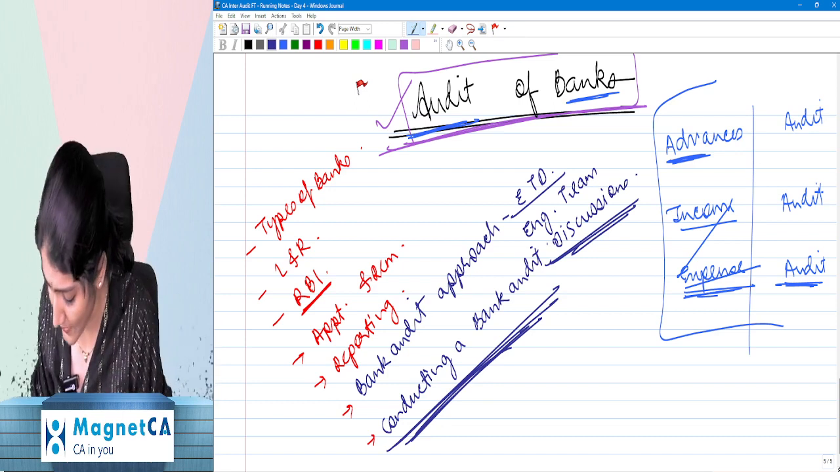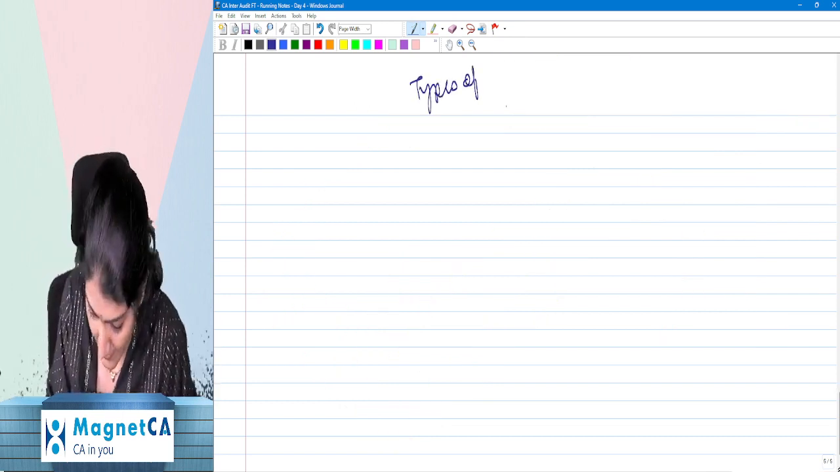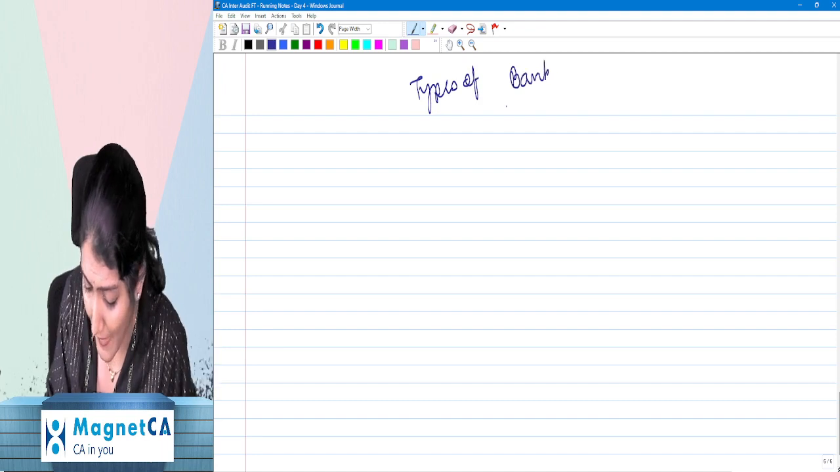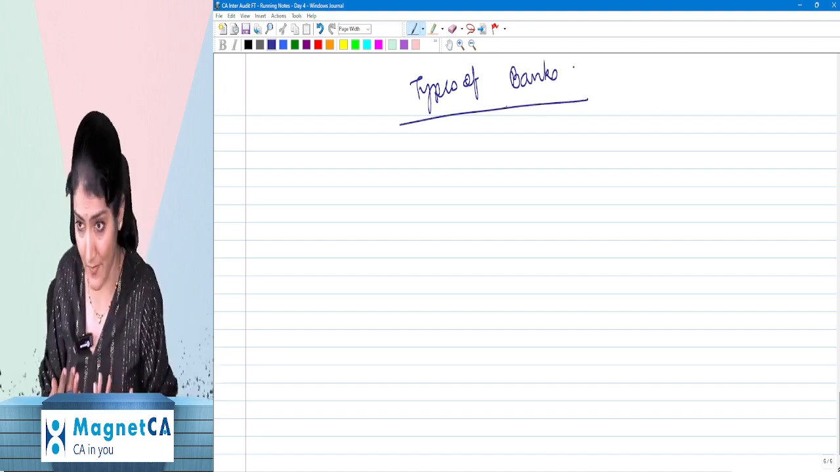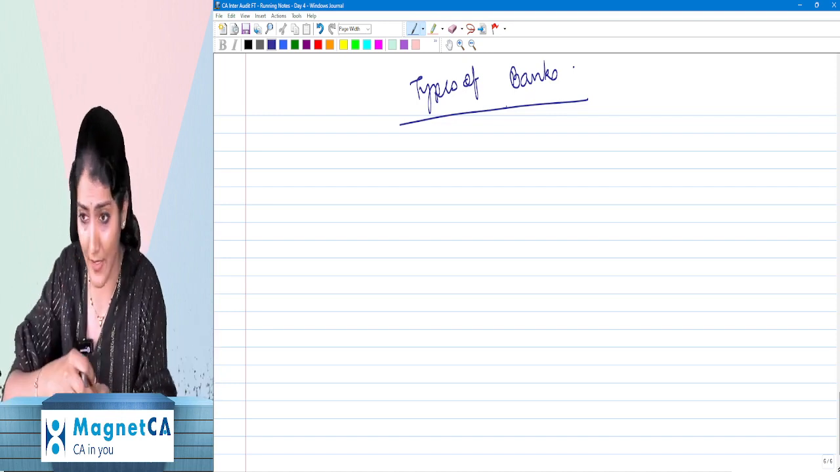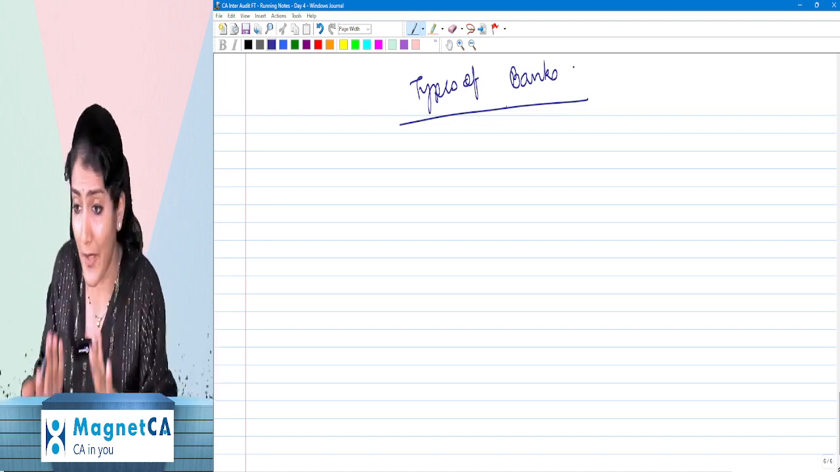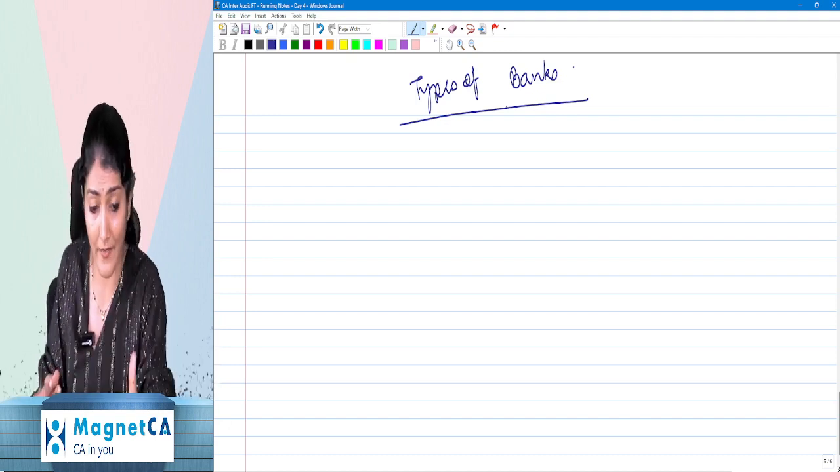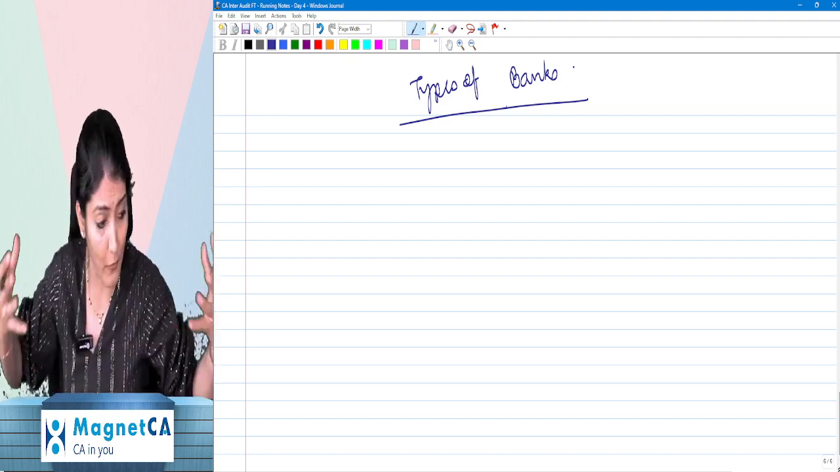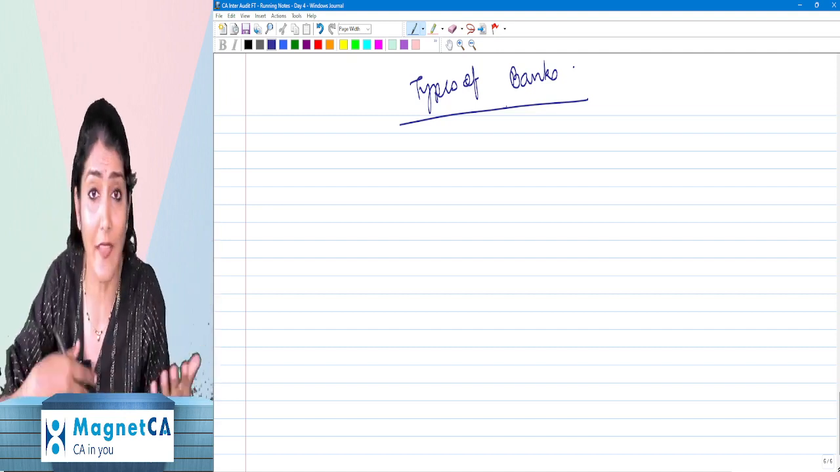Right, so now first let's come to the discussion on the types of banks. The main function of a bank is what? To accept deposits. You have some money and you say, I want to open a savings account or current account. The bank will accept that money as a deposit. That is one main function of the bank. Now that they have so much money, what do they do? They grant advances. They give loans.